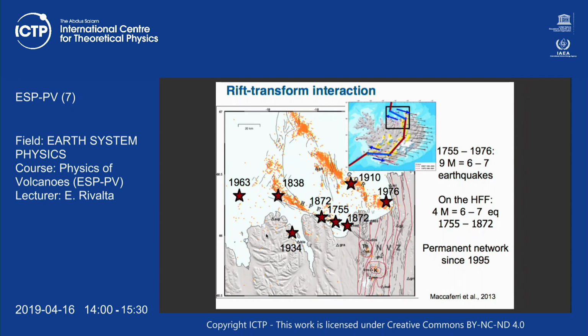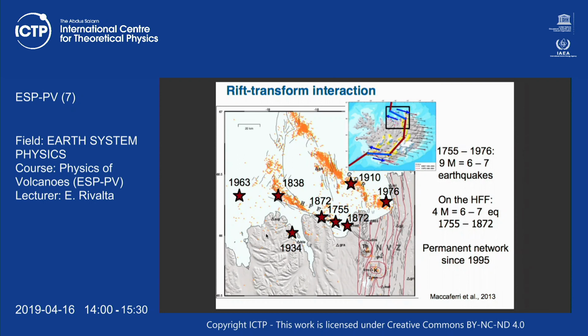Anyway, what is striking in this figure is that the orange dots are the seismicity from the year 1995 or 6, which was the year when the network was installed in this area, to 2013, actually, the paper goes, so maybe until 2012. These are the earthquakes that occurred in around 20 years, a bit less, in the area, while the stars are the historical earthquakes.